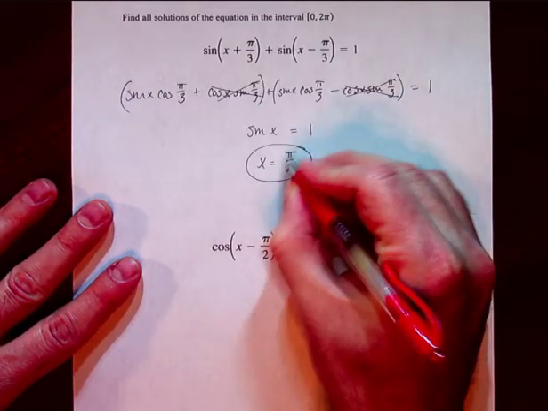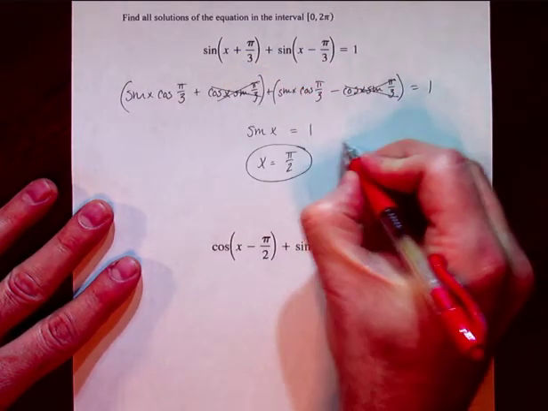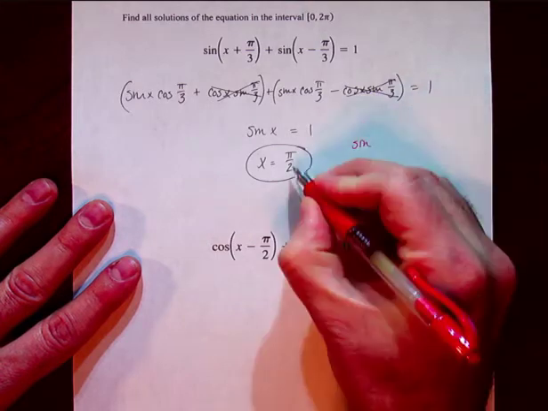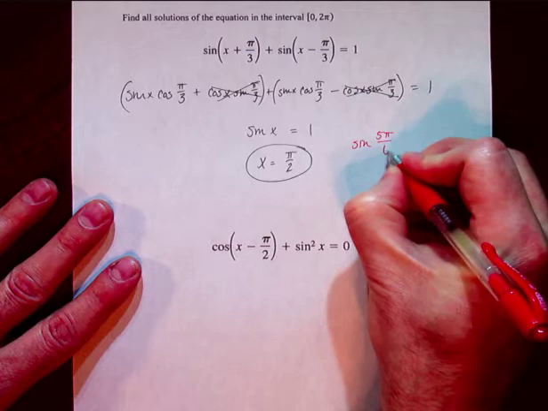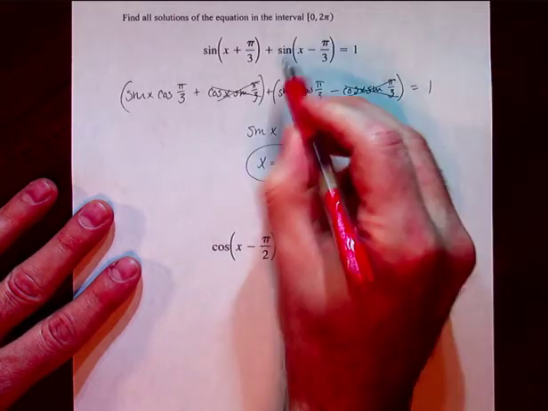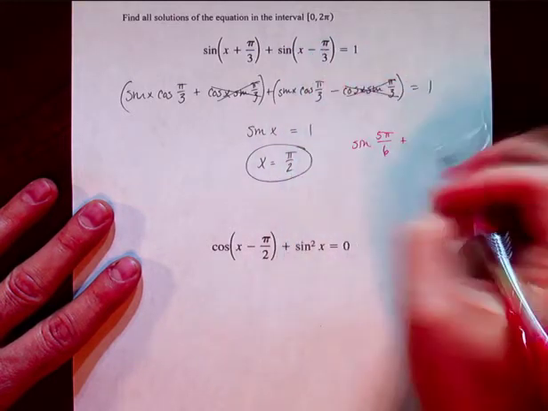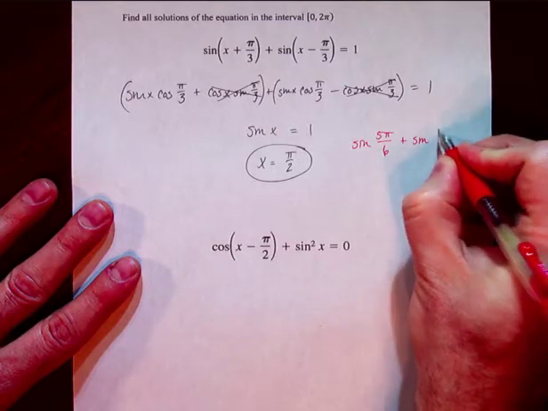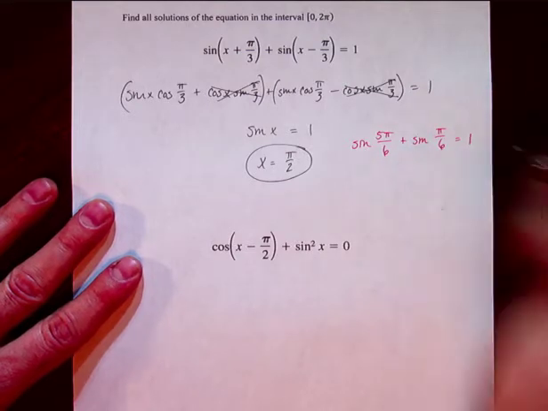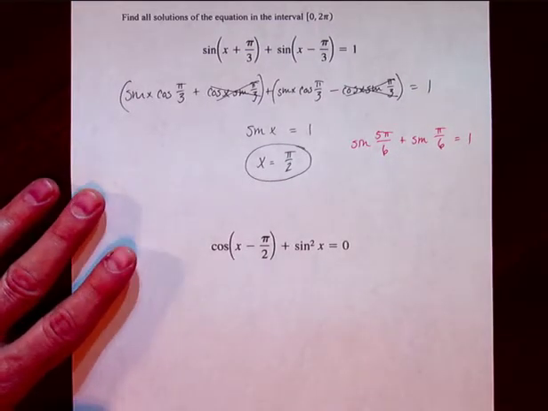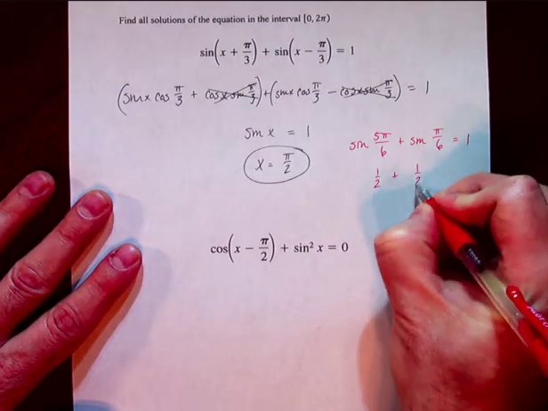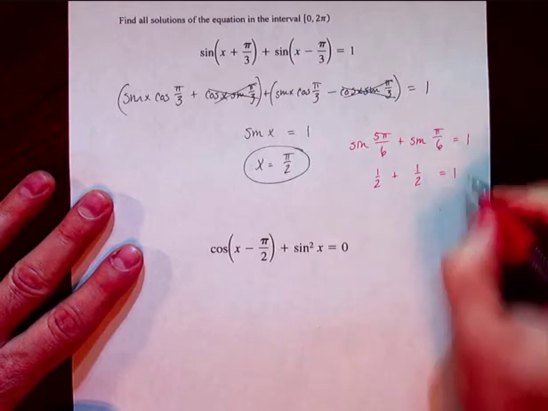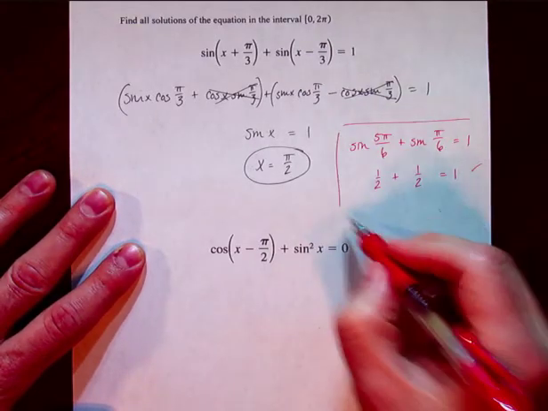When I plug pi over 2 in here, I'm going to get sine of pi over 2 plus pi over 3. That's going to be sine of 5 pi over 6. And when I plug it in here, it's going to be pi over 2 minus pi over 3, so that's sine of pi over 6. Guess what? Sine of 5 pi over 6 and sine of pi over 6 are both 1/2, and therefore your answer checks out.